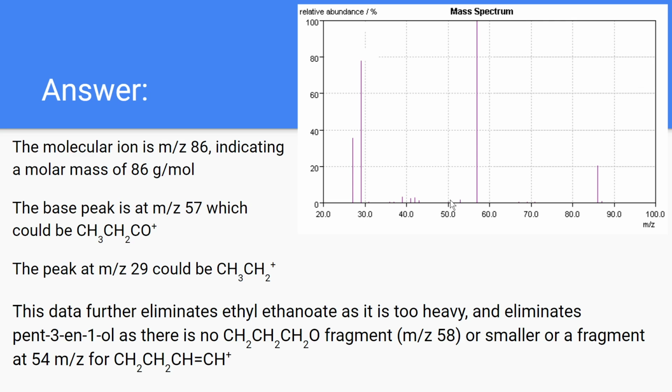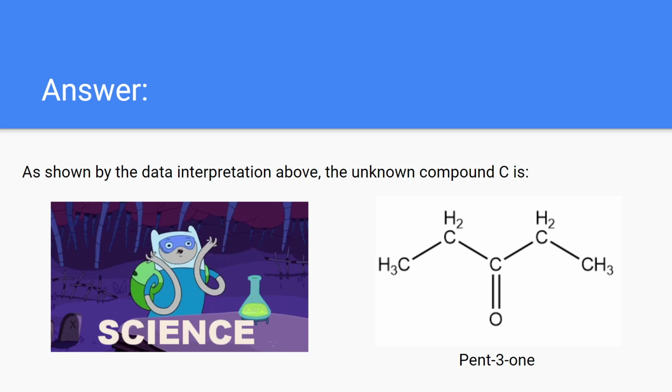So we're looking at what evidence is shown by our spectrums, what evidence is not shown by our spectrums. So that eliminates it. As shown by the data above, the compound is this. Okay? That is the end of spectrometry.